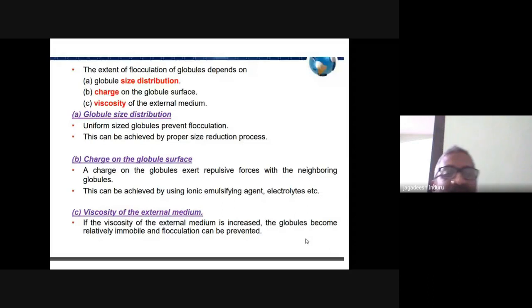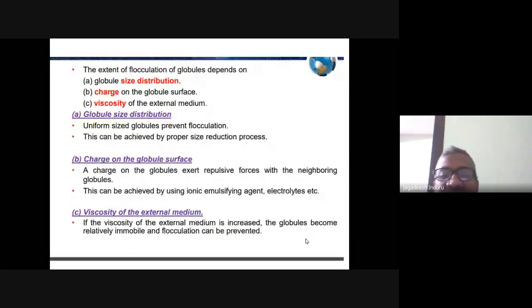The extent of flocculation depends upon the size distribution, the charge, and the viscosity. These three parameters we need to control. Most of the time, the size distribution should be equal, narrow and not widely distributed. Globule size distribution should be uniform, along with the charge on the globule surface. If the charge is lower, attraction forces dominate. If repulsion forces dominate, the globules will be present as separate entities. So the charge on the globules creates repulsive forces with the neighboring globules that cause the globules to stay apart. This can be achieved by an ionic emulsifying agent or by using electrolytes, as in your suspensions.